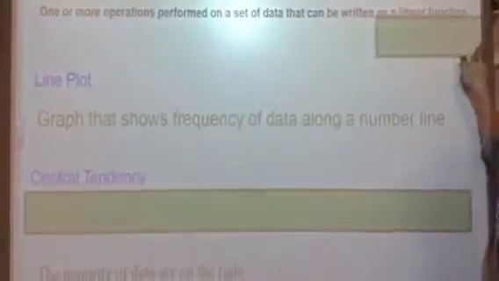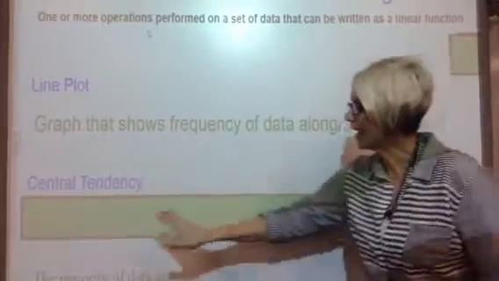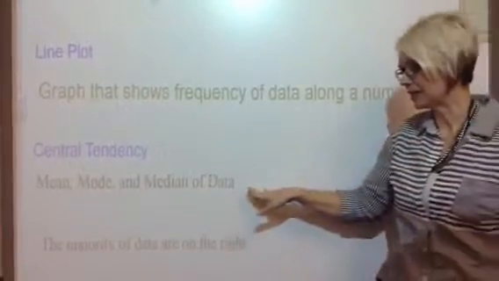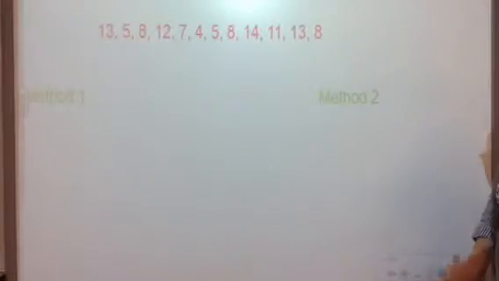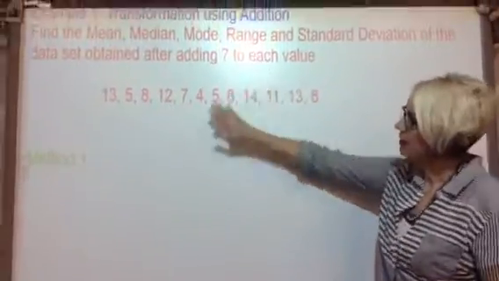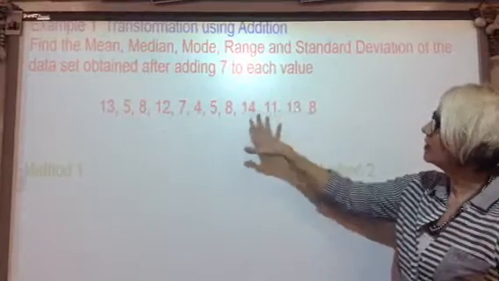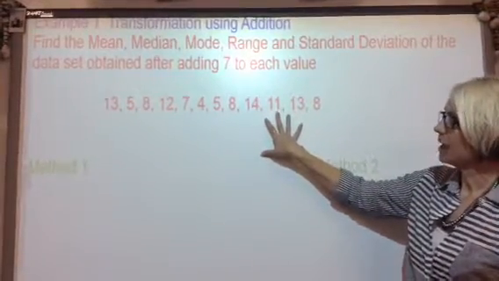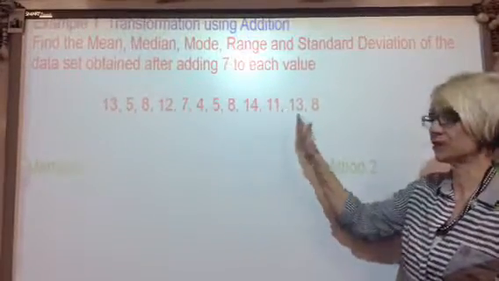A line plot is a graph that shows the frequency of data along a number line. And central tendency, remember, is the mean, mode, and median of data. So what we're going to do is look at a set of data. In this case, we have these data values. And we're going to find the mean, median, mode, range, and standard deviation of the data, and then figure out what's going on if I add 7 to every single data point.